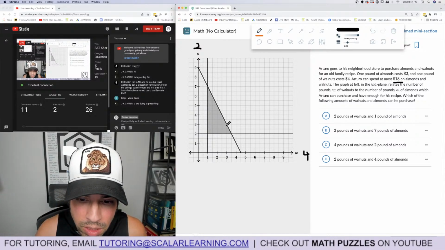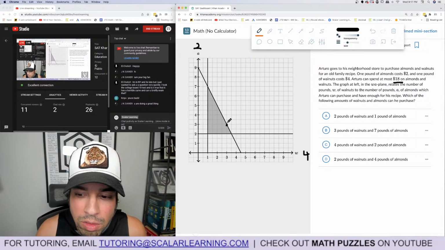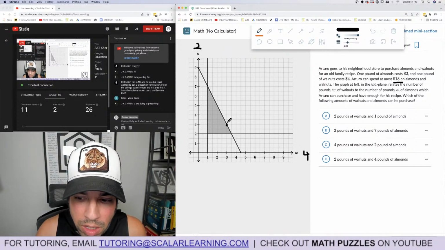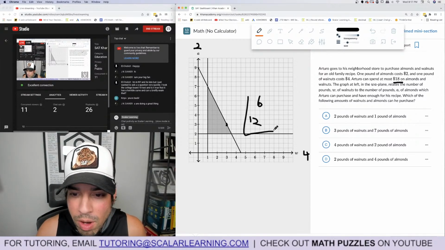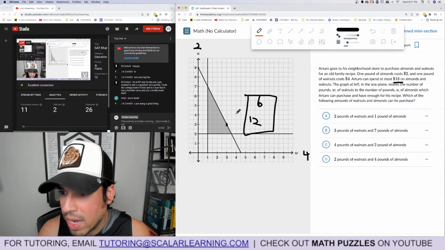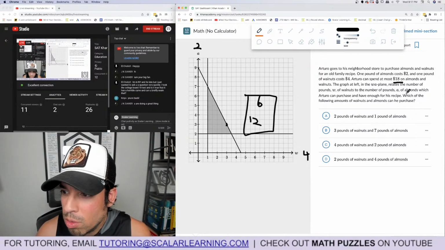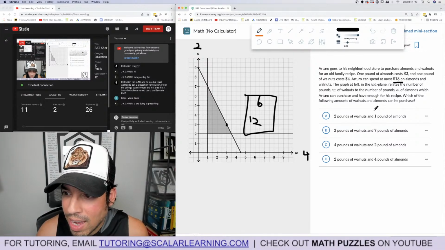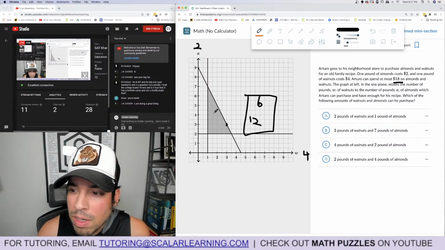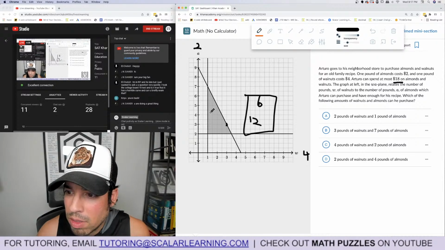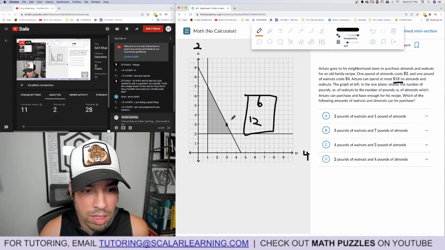So I think this is a graph of stuff he can afford. Because here it'd be 3 of these walnuts, which is $12, and then 3 of these, which is $6. Yeah, so every place on this line is going to be a total of $18. The graph relates the number of pounds of walnuts to the number of pounds of almonds he can purchase. Which of the following can he purchase? Okay, so basically anywhere in this gray area or on the line is going to be legit.